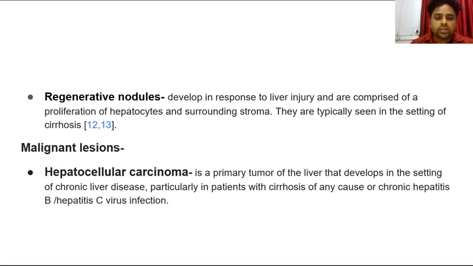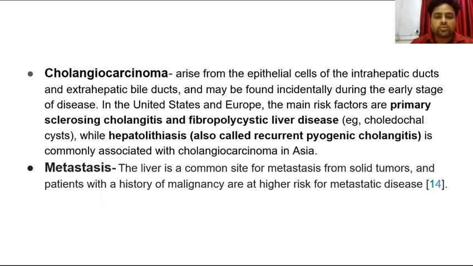Malignant lesions. Hepatocellular carcinoma is a primary tumor of the liver that develops in the setting of chronic liver disease, particularly in patients with cirrhosis of any cause or chronic hepatitis B or hepatitis C virus infection. Cholangiocarcinoma arises from the epithelial cells of the intrahepatic duct and extrahepatic bile duct and may be found incidentally during the early stage of disease.